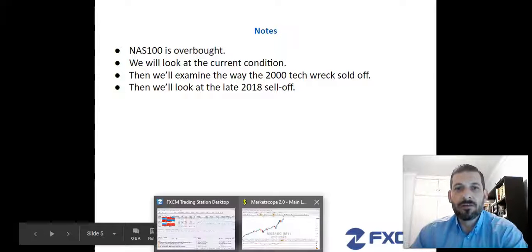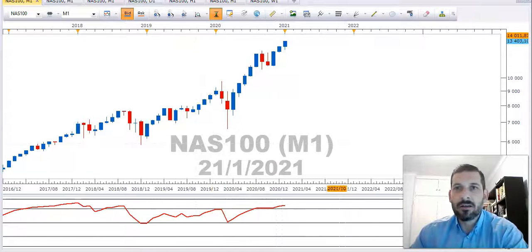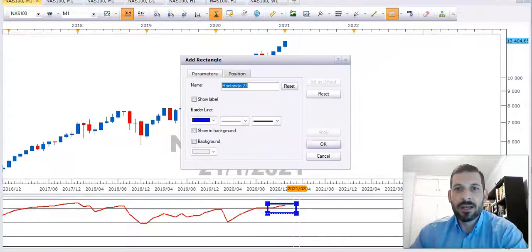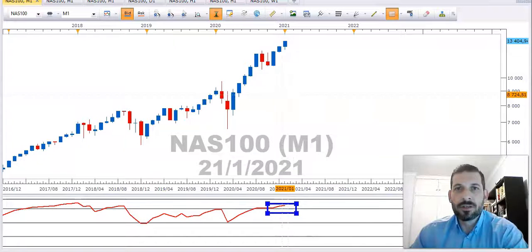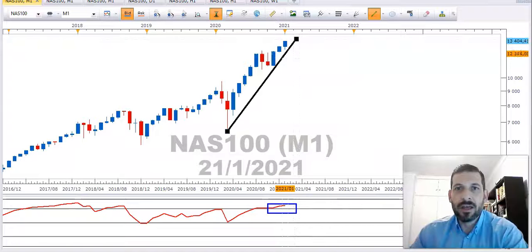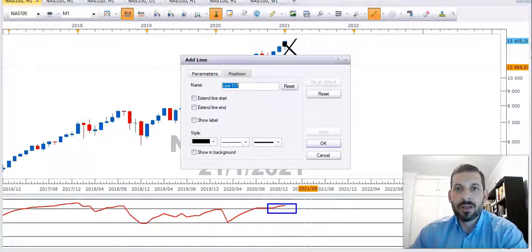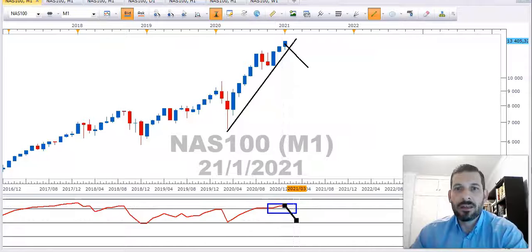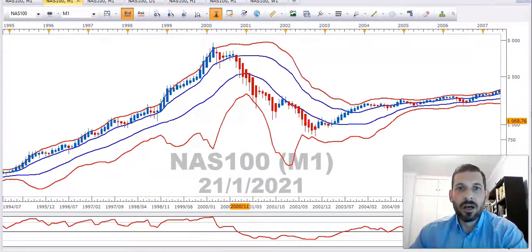Let's bring up the first chart, and this is the current condition, and it's on the monthly time frame. I want to point out that the oscillator is overbought. Also take a look at the gradient of current price action. It's very steep, and at some stage one would think it would need to have a correction and that the oscillator would need to normalize.